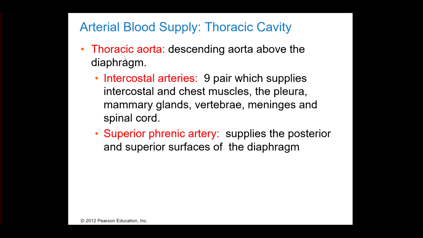The thoracic aorta does have some blood vessels, which we will see on our model, that are going to go more to the body wall structures, not so much going to organs. The ones that you're going to see actually run between the ribs. These are known as the intercostal arteries, right? Inter means between, costal means the ribs. There's actually 9 pair of arteries that come off the thoracic aorta, and they basically supply the intercostal muscles, the chest muscles. These also go to the pleura, the breast tissue, the vertebrae, the meninges, and even the spinal cord.